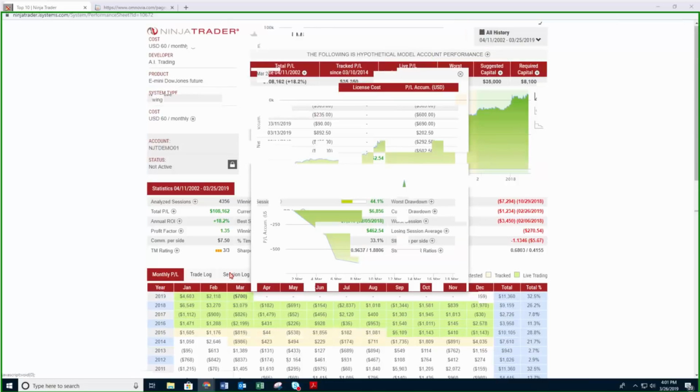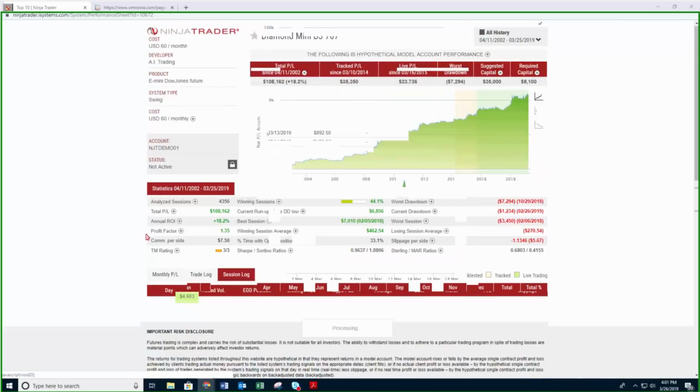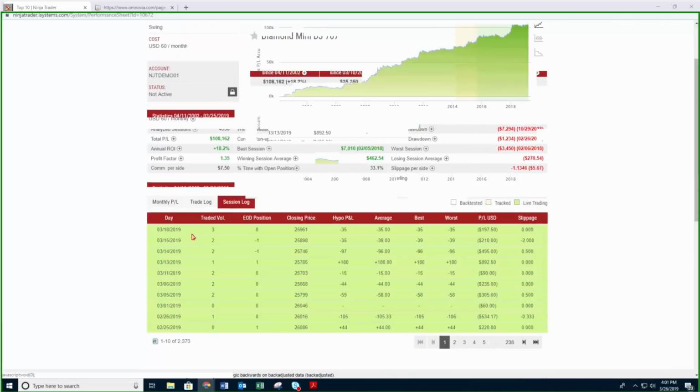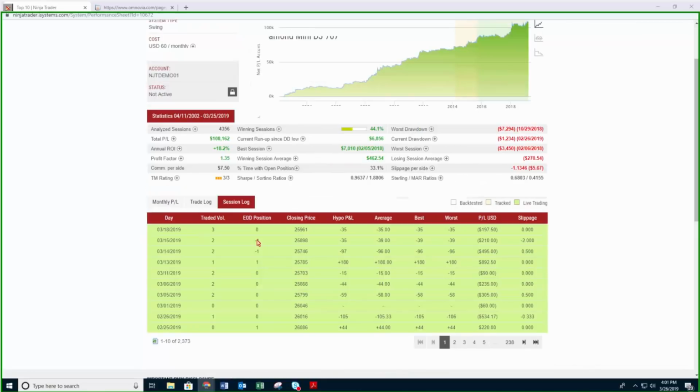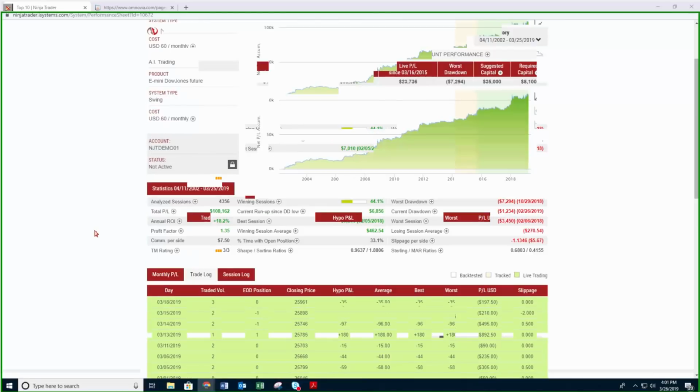You can see the cost and the session log. The session log on swing systems is a little more important because right now it's flat, but it'll hold the position for a while, and it'll show you how much it might have been against it at some point or how much it had been for it at another time.